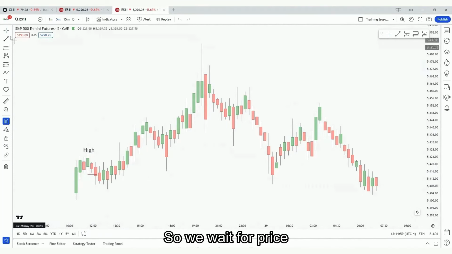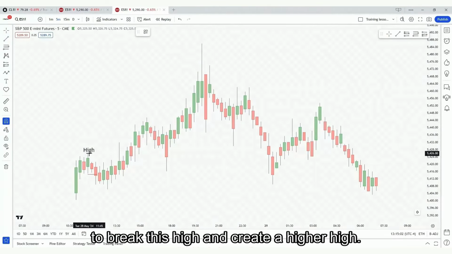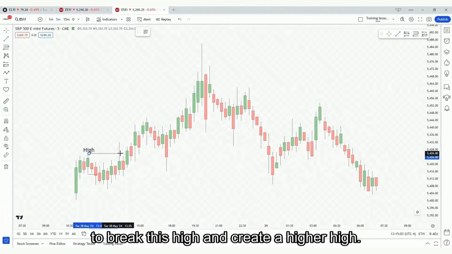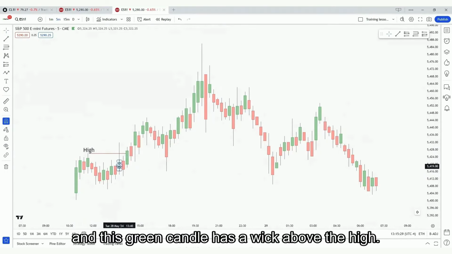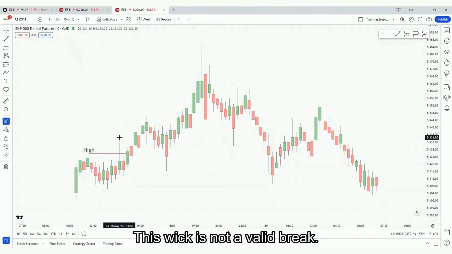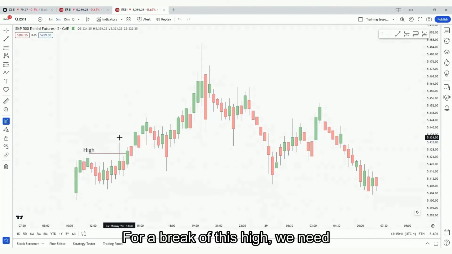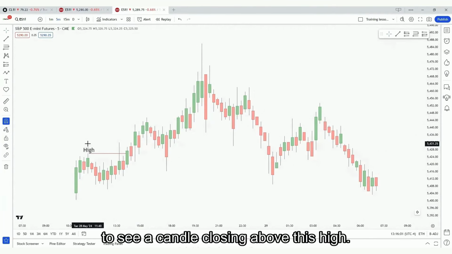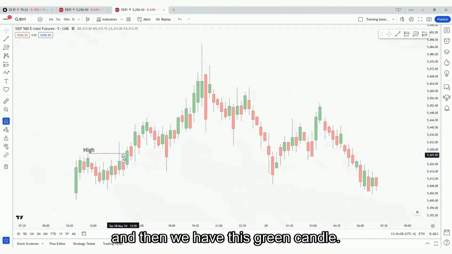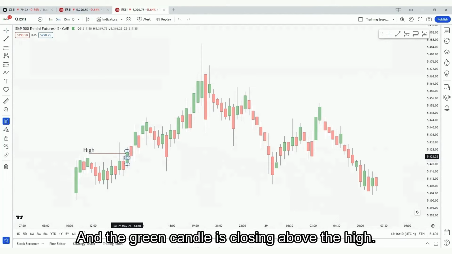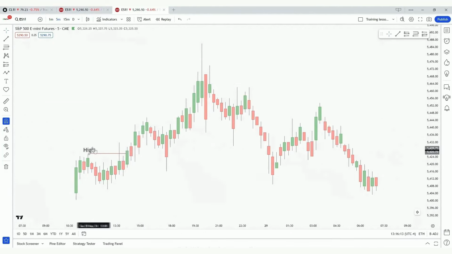So we wait for price to break this high and create a higher high. So price is moving up again. First we have this green candle, and this green candle has a wick above the high. This wick is not a valid break. For a break of this high, we need to see a candle closing above this high. So the next one is this red one, it stays below, and then we have this green candle. And this green candle is closing above the high.